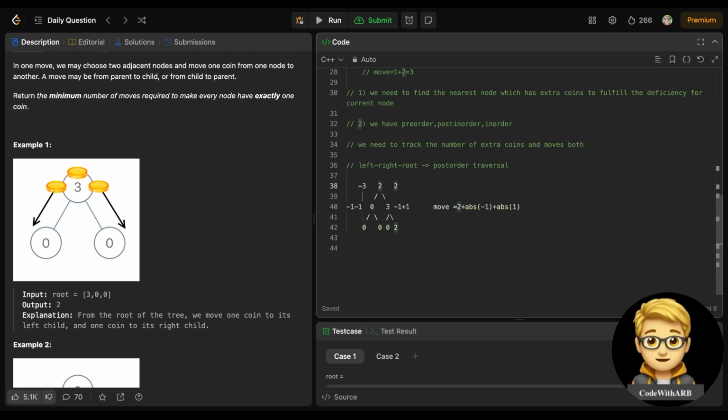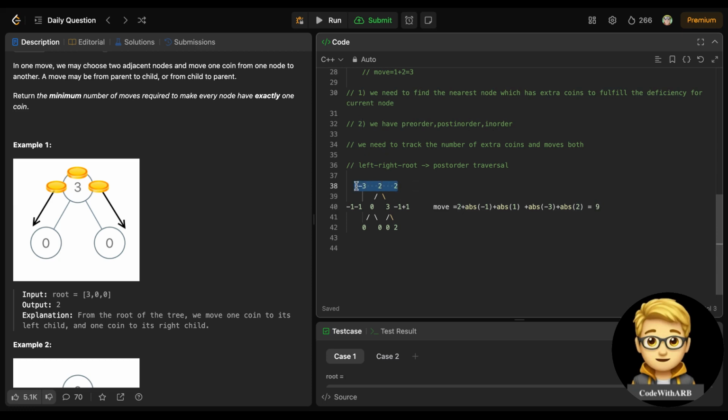Now this parent has left child 3 and right child 2. So how many moves will it take? -3 plus 2, which is equal to 5 again. So it will give us again 5. So what will it give? 2 plus 1 is 3, plus 1 is 4, plus 2 is 6, plus 3 is 9.